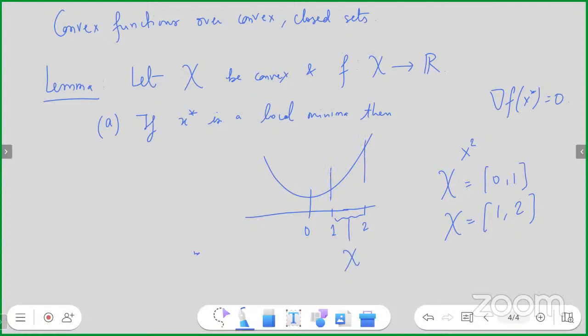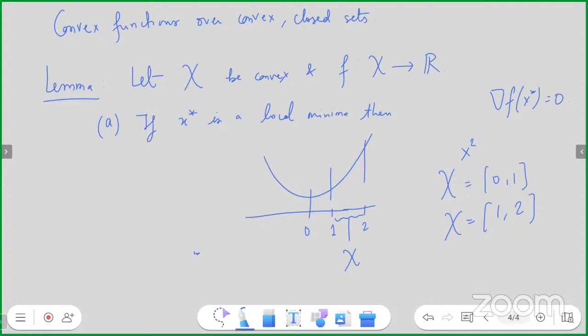What will happen at one? What is my implication? I'm looking for a condition in terms of the gradient. For local minima, we need to check the interior points, the points not on the boundary. Simplest function, simplest convex function. Very complicated.